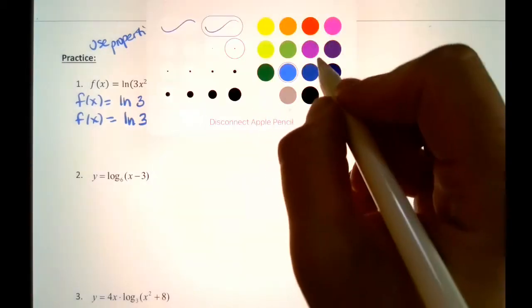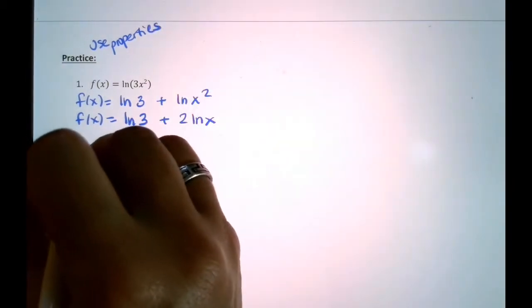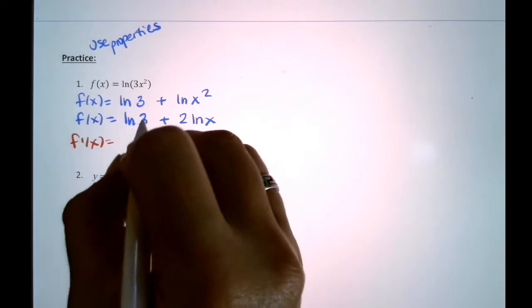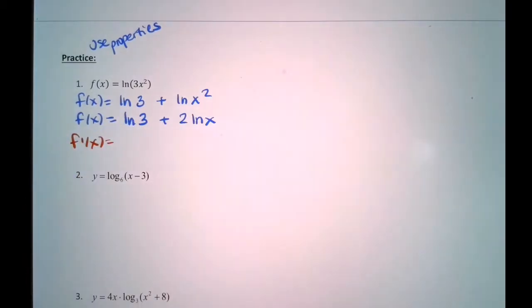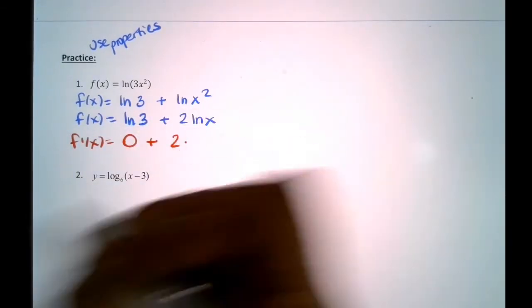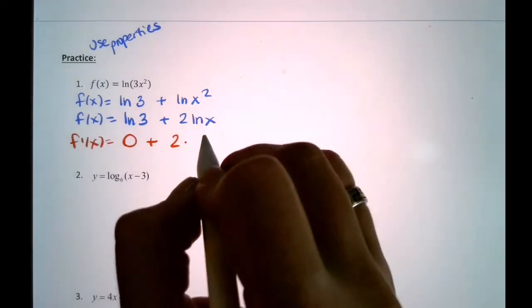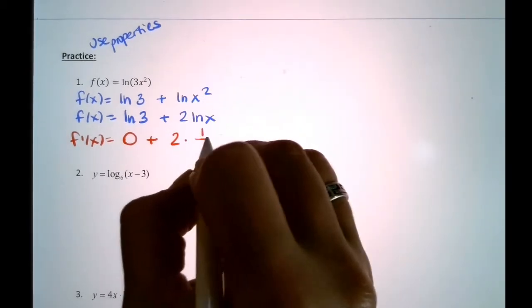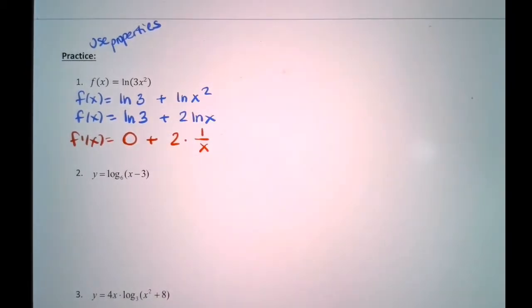So now I'll come in here and take the derivative. The derivative of the natural log of 3, that's just a number, so the derivative of a number is 0. And then I'll write that in, I guess. And then here, that 2 is my coefficient. The derivative of the natural log of x is 1 over x. Now, I'm going to write this down here.